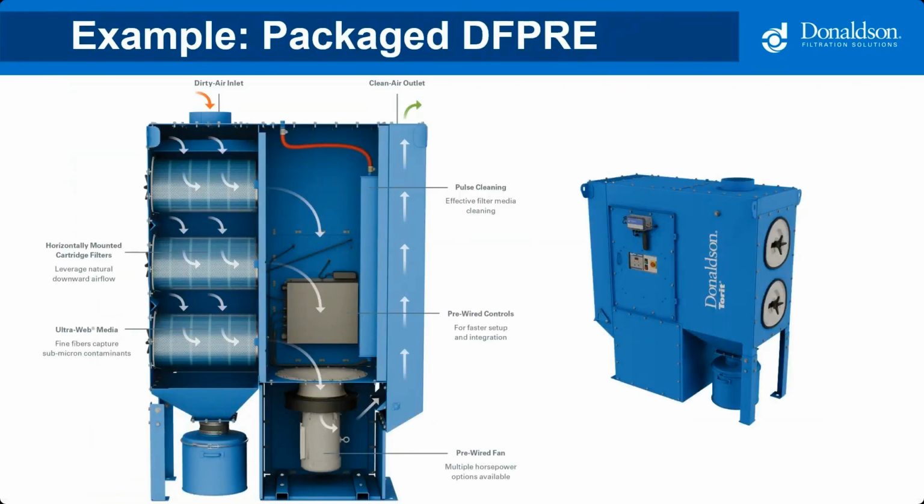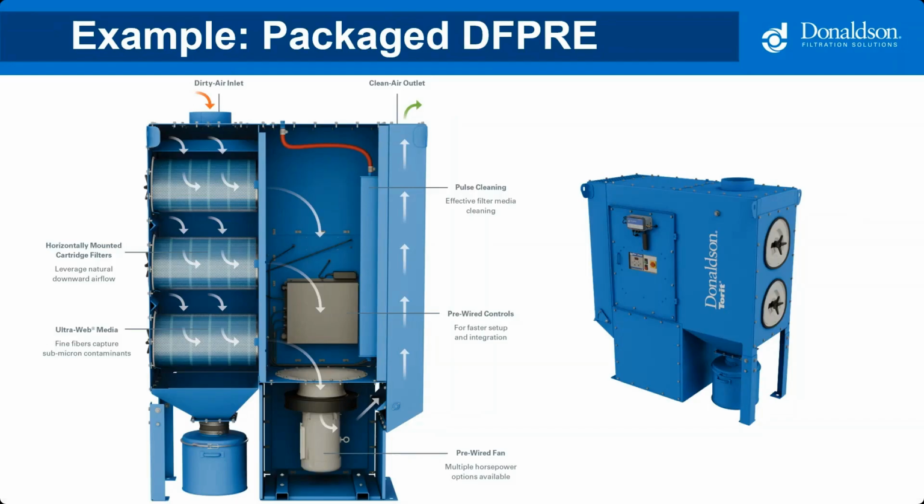So for single machine systems, sometimes the airflow will actually be small enough that we can use one of our packaged dust collectors, such as the DF Pre, which is shown here on the slide. This is a great option since everything you need is considered pre-packaged, meaning the fan and controls are essentially built into the collector, making it easy for a fast and quick installation.